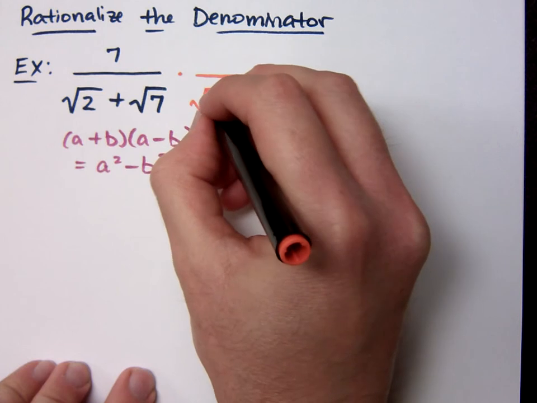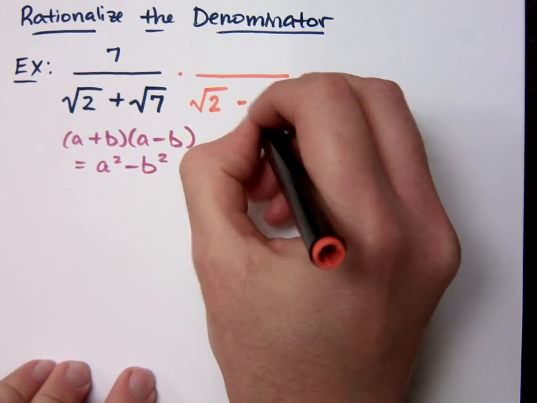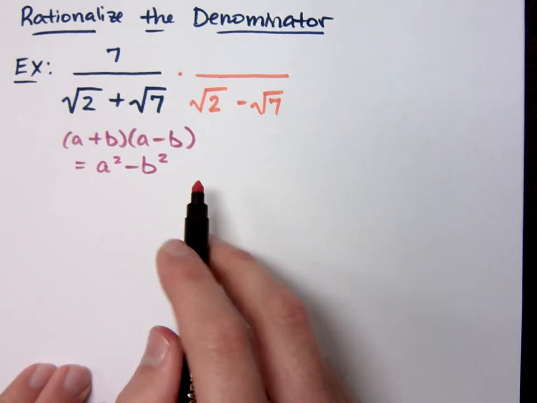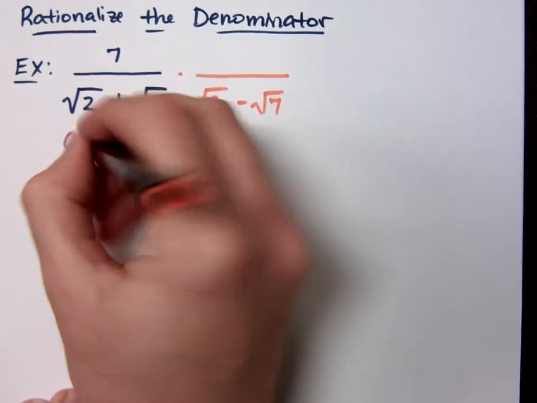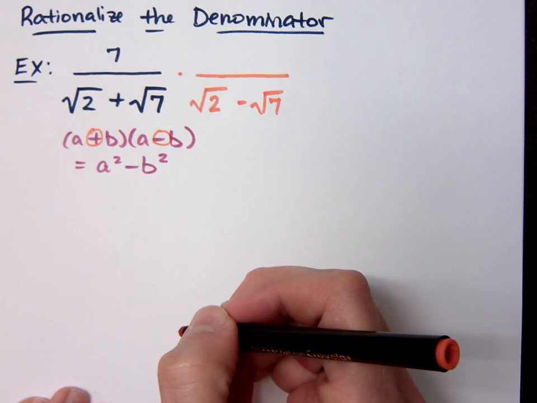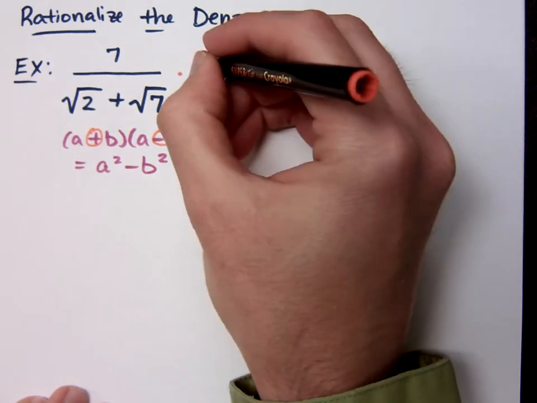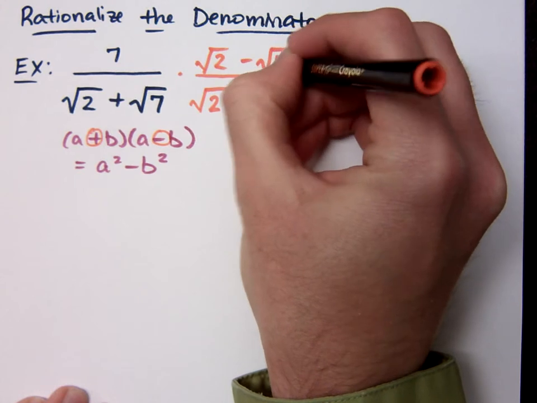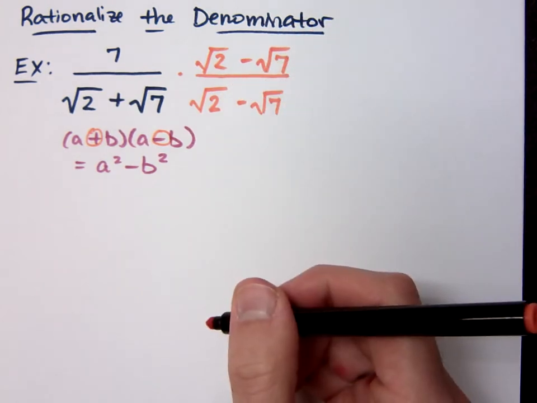How about the square root of 2 minus the square root of 7? Remember, to be conjugates, you've got to have one that's plus and one that's minus. So whatever I multiply in the denominator, I'm going to multiply in the numerator. Do y'all agree? Yes.